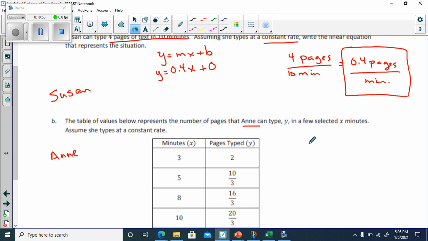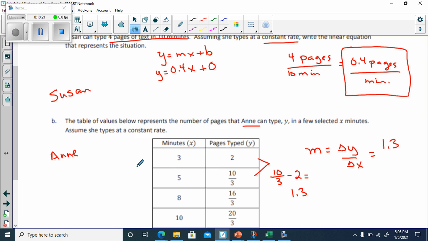To decide who types faster, we need the slope. We need the rate of change. We know that a slope is change in Y over change in X. Here are our Y's. So we're going to say 10/3 minus 2. Put that in your calculator. 10 divided by 3 minus 2 gives me 1.3. My change in Y is 1.3.